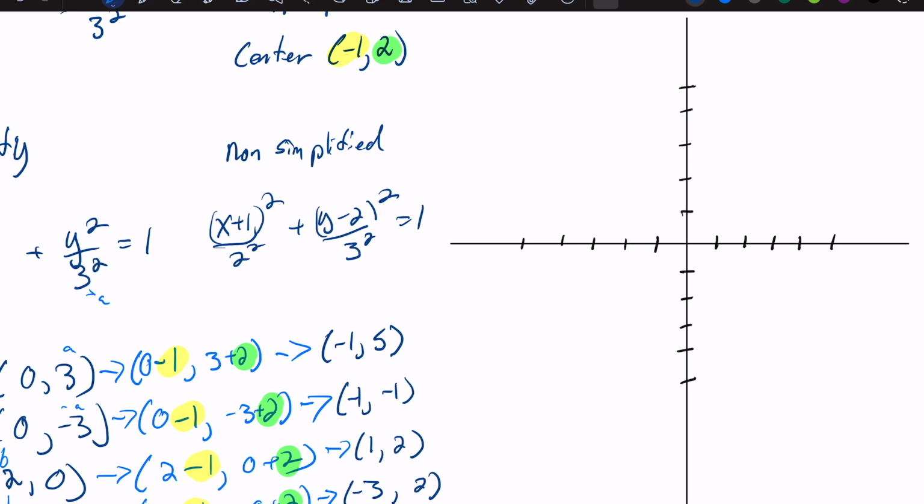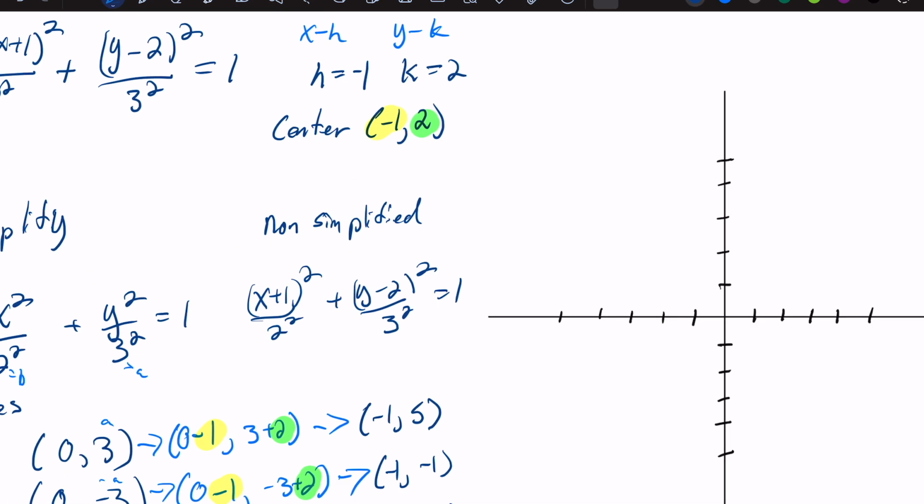All right, so where's our center? Our center here is at negative 1, 2. So let's go ahead and put that in. So minus 1 and 2. So here's our center at negative 1, 2.